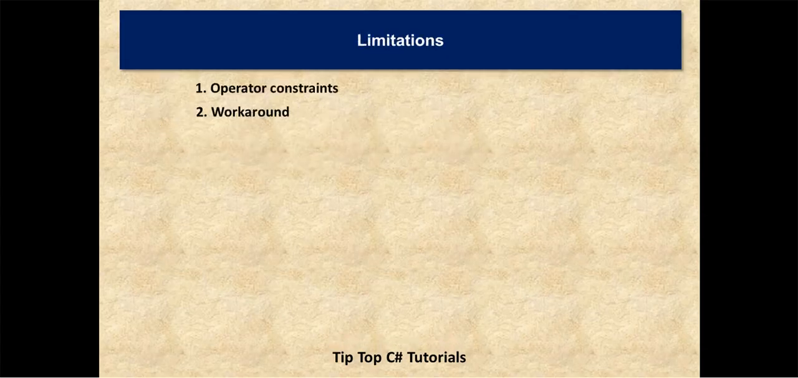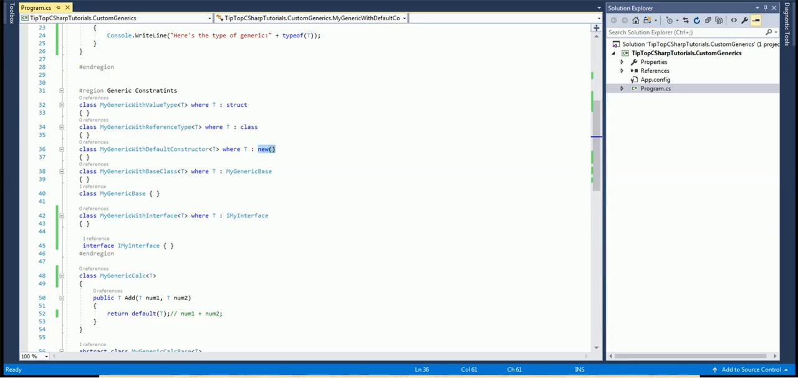So what are the limitations of a custom generic type? It's very important to understand you cannot do everything in a custom generic type, right? So the first one is operator constraints. What we mean by operator constraint is we cannot apply certain operators on the custom generic type. To show you the example, let me get back to the code.